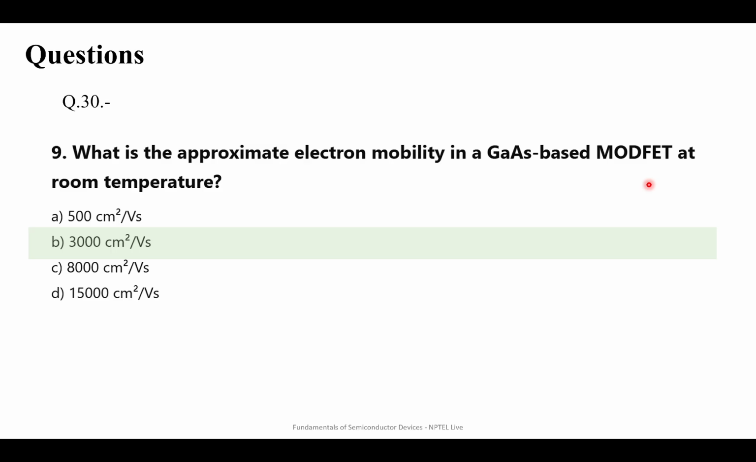Wait a second. The answer is, I think, C, 8,000 here. By mistake, I have marked 3,000. The answer, I think, is 8,000 here. But in the case of silicon MOSFETs, the mobility is generally 400. Here, the mobility is like 20 times that, 8,000.